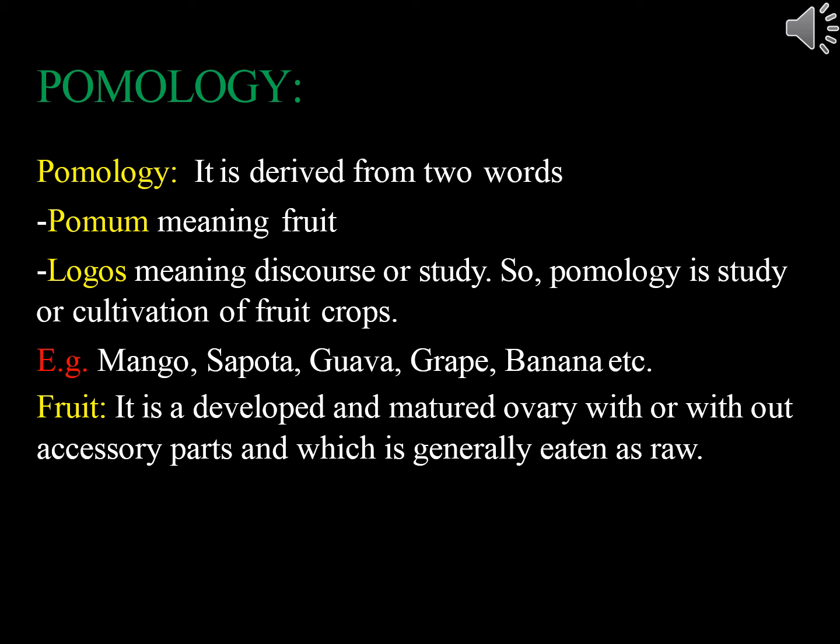Pomology. Pomology is derived from two words, pomum meaning fruits, and logos meaning discourse or study. So pomology is the study or cultivation of fruit crops. Examples: mango, guava, grape, banana. We can define fruit as a developed and matured ovary with or without accessory parts, which is generally eaten raw.